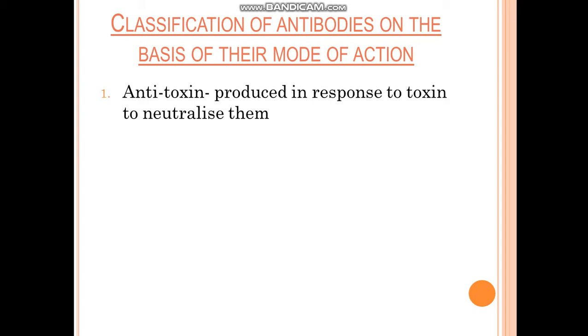Antitoxins are produced in response to any toxin which is produced by any intruder and neutralize them. That means antitoxins are produced in response to the toxin only. Okay, they are not going and affecting the bacteria but the products of the bacteria.